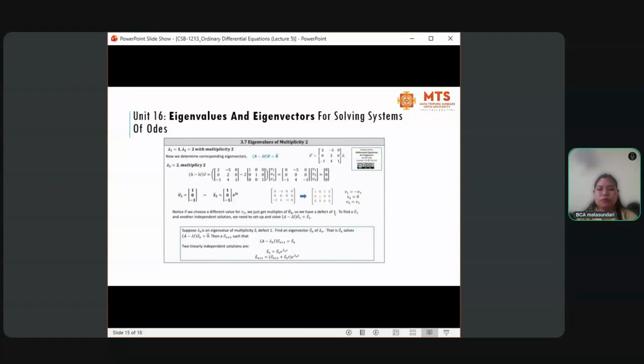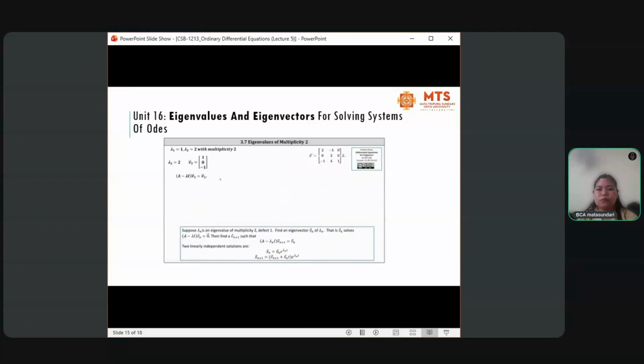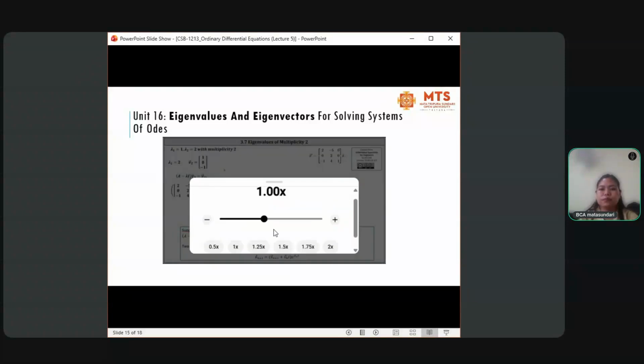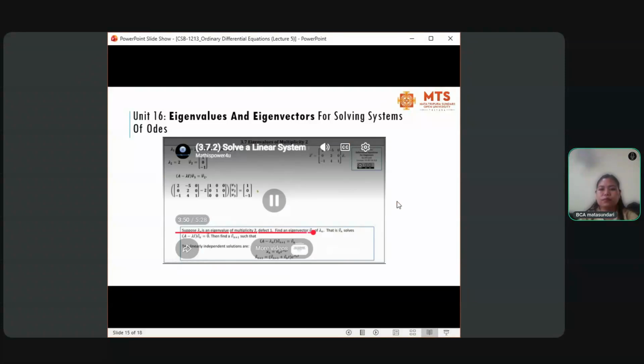To find a vector v3, another independent solution, we need to set up and solve the equation: the difference of A and lambda I times the vector v3 equals the eigenvector v2. You may want to pause the video and review the notes below. Let's go ahead and set up this equation on the next slide. Again, the equation is the difference of A and lambda I times the vector v3 equals the eigenvector v2. Here we have the setup. Again, notice on the right we don't have the zero vector.